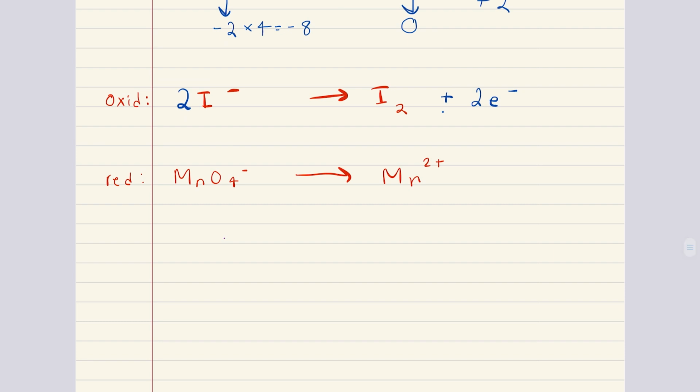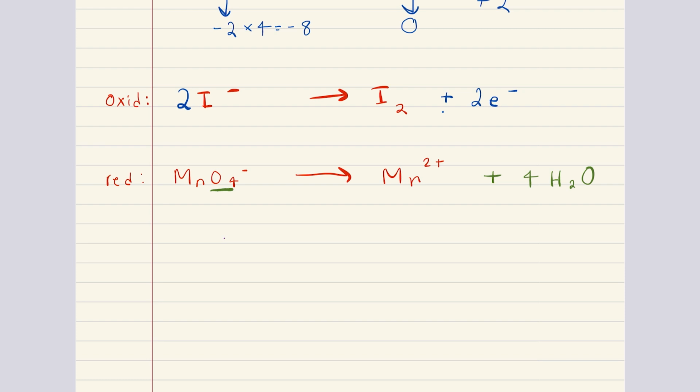Now, here, we're going to first balance the manganese atoms. Since one manganese atom is present on both sides, it's already balanced. So then we move on to balancing the oxygen atoms. We're going to do this by adding water. On the reactant side, we have 4 oxygen atoms. So I'm going to go ahead and add 4 water molecules to the product side so that we now have 4 oxygen atoms on the reactant side, 4 oxygen atoms on the product side.